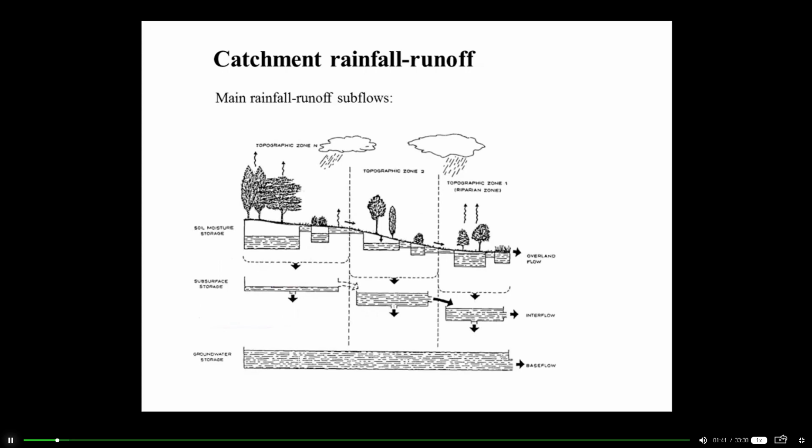This is another diagram showing the main runoff processes occurring in a catchment. You can see again the overland flow, the interflow and the base flow as the main processes. Of course, there are many more processes happening in such a catchment, but if you look at the main ones, then these can be grouped in these 3 components. The overland flow is a quick process, the interflow is a slower process, and the base flow is the slowest.